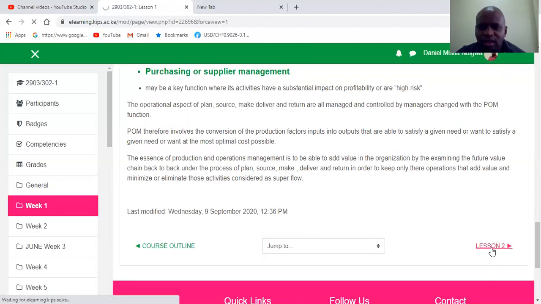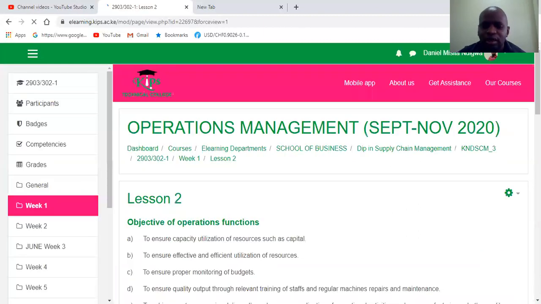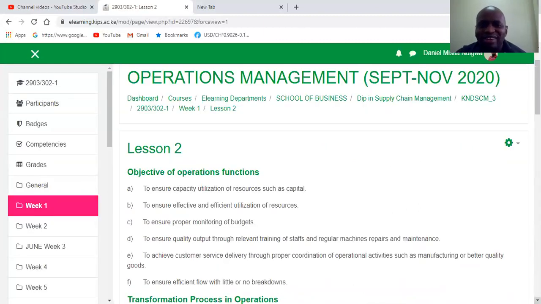So having known that, we'll go to our next lesson, which talks about the objectives of operations management. What do we want to achieve at the end of the day with operations management? One of the things that you need to achieve is to ensure capacity utilization of resources such as capital. So you're able to utilize your resources in the best way possible, ensuring that these resources work to your advantage. The other thing is to ensure effective and efficient utilization of resources. And these resources may include financial resource, human resource, and physical resources.